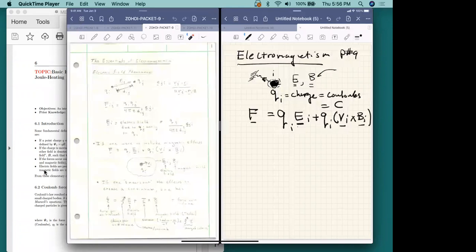It says that the amount of force is directly proportional to how big the electric field is times Q. So you can immediately see what the units of the electric field are. The force acting here has to be in newtons, so the electric field is this mysterious thing equal to newtons divided by coulombs.